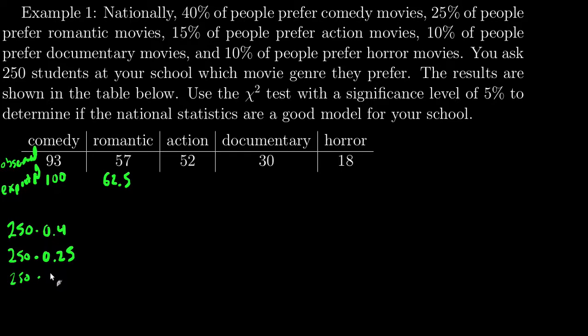250 times 15% gives me 37.5. And finally, for the last two, it's the same calculation. 250 times 10% is 25. So these are what I expect based on these probabilities.